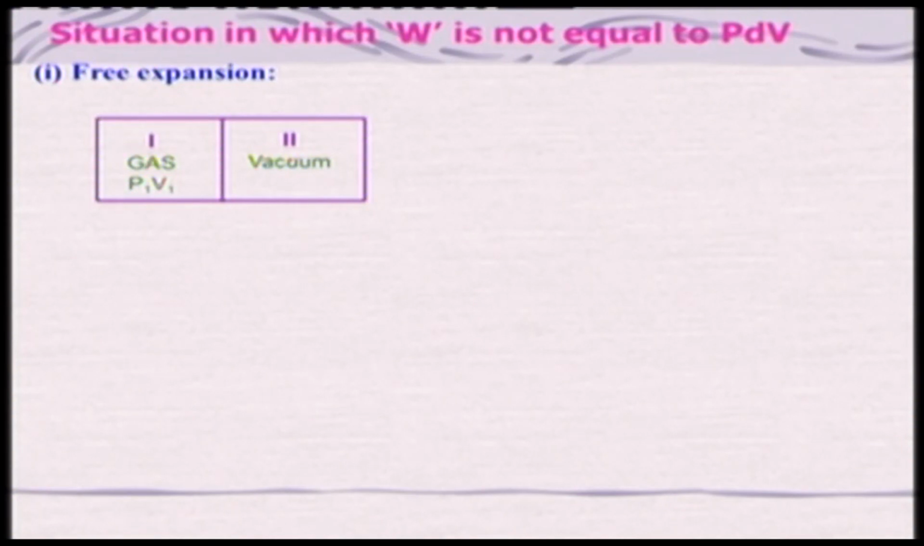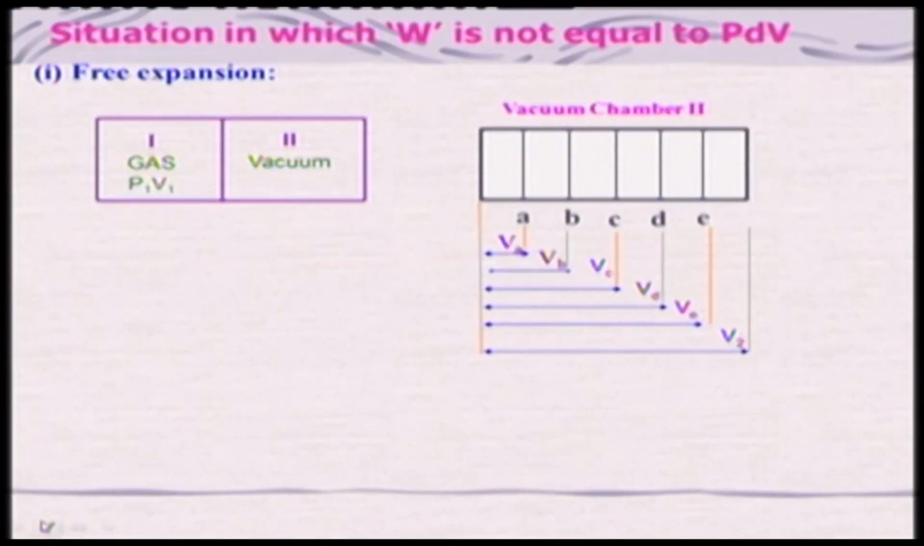Let us do it in another way. For example, I will place several partitions here. These are all partitions, right? I will remove the first partition. Then what will happen? The volume becomes V1 plus VA1. This is your chamber 2, okay, VA1. This is the new volume. Then what will happen? The pressure will change, am I right?